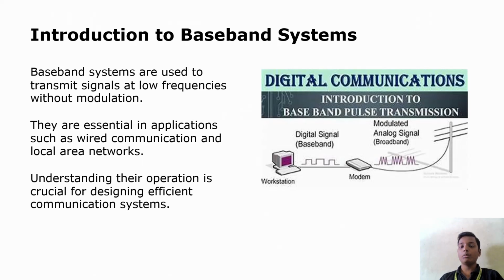Here is a diagram about digital communications. It is one type of baseband pulse transmission. It starts with a workstation and then a digital signal. It is also called a baseband signal, and then the modem. After that, the modulated analog signal, which is also called a broadband signal.